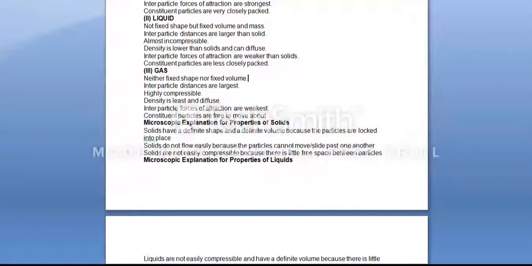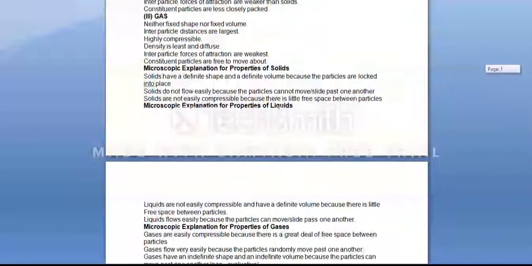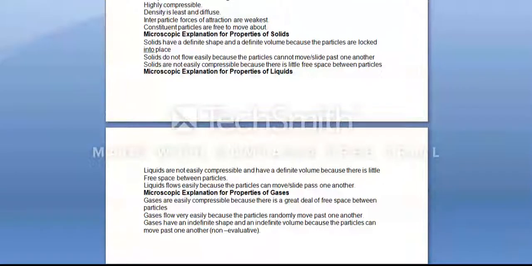Microscopic explanation for properties of solids. Solids have a definite shape and a definite volume because the particles are locked into place. It means the particles are bonded such that there are no spaces between them. Solids do not flow easily because the particles cannot slide past one another. Solids are not easily compressible because there is little free space between them.